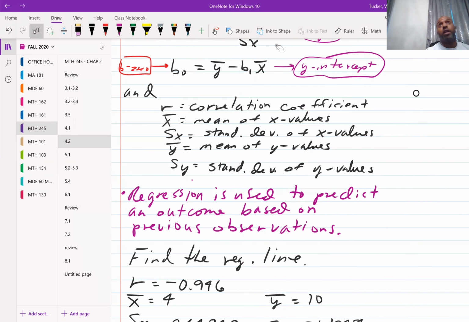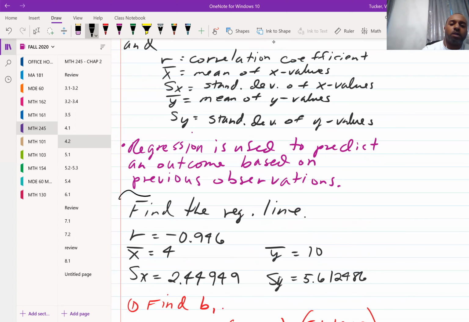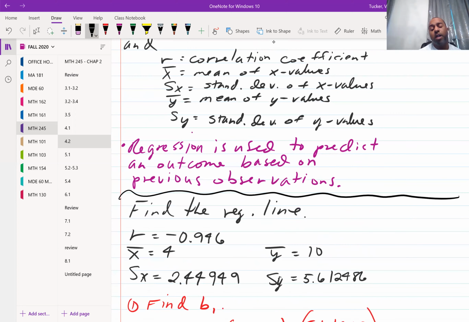All right. So there are two ways that we can get our information in order to be able to calculate the regression line. The first way we're looking at is if they give us r, x bar, s sub x, y bar, and s sub y. So they may give you these five data values, and then all you would do is plug them into the formula according to what we have set up here.